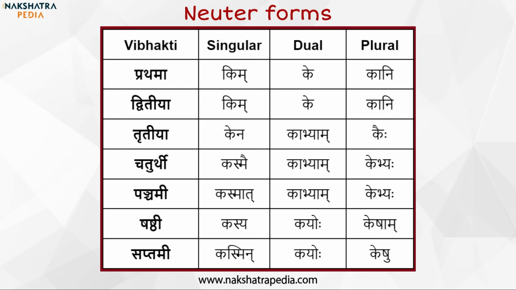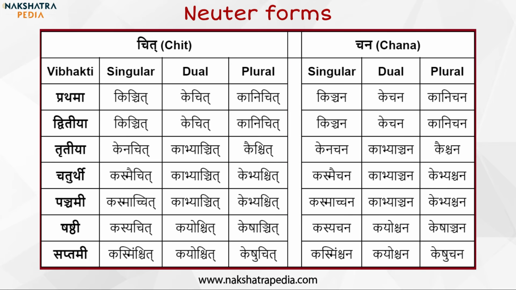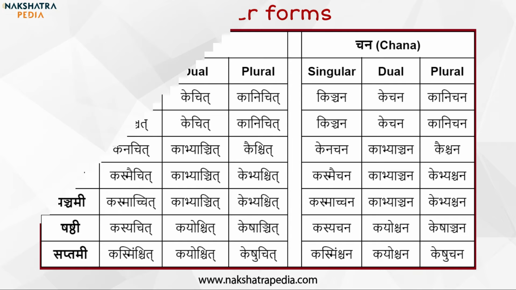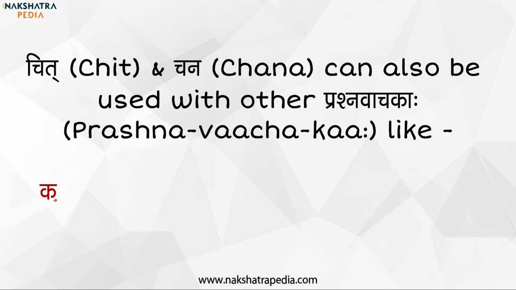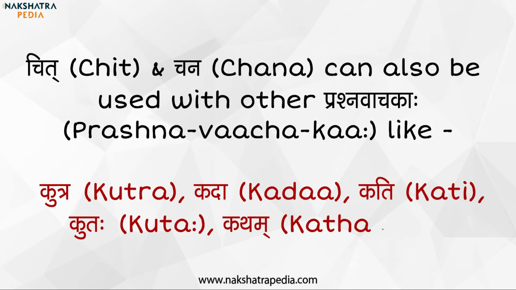And the neuter Kim Rupani are kim, ke, kani and so on. And for Chit and Chana Pratyaya, it will be kinchit, kechit, kanichit, etc. And for Chana, it will be kinchana, kechana, keshanchana, keshuchana, etc. So this way Chit and Chana are used with all the Kim Rupani. They can also be used with other Prashnavachakaha like Kutra, Kada, Kati, Kutaha, Katham, etc., which we will learn in detail as we proceed in this section.